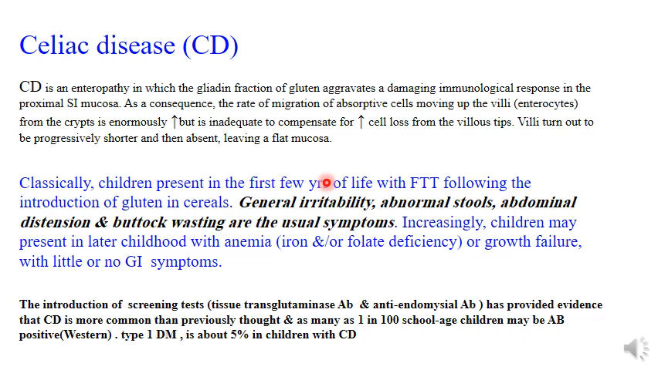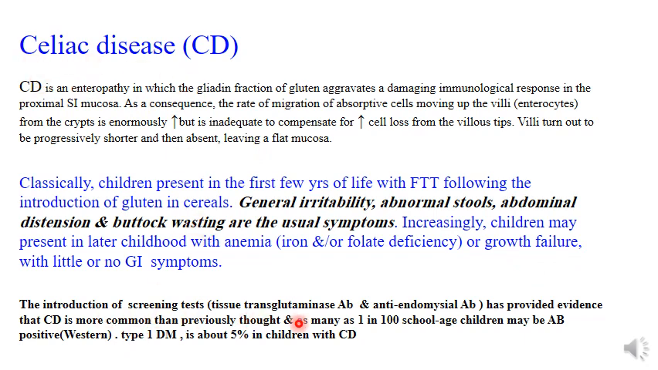Classically, children present in the first few years of life with failure to thrive following the introduction of gluten in the diet, cereal. So the child will have general irritability, abdominal distension, abnormal stool, and buttock wasting as the usual symptoms. And increasingly, the child may present later with anemia, iron deficiency, or folate deficiency, or simply short stature. So you have to keep in mind that this child may have celiac disease.